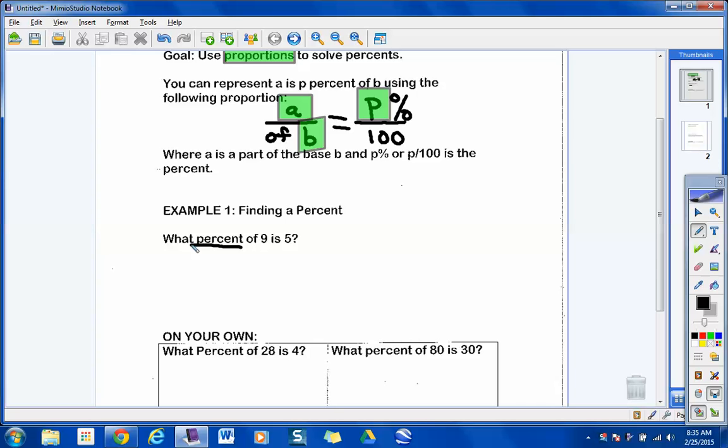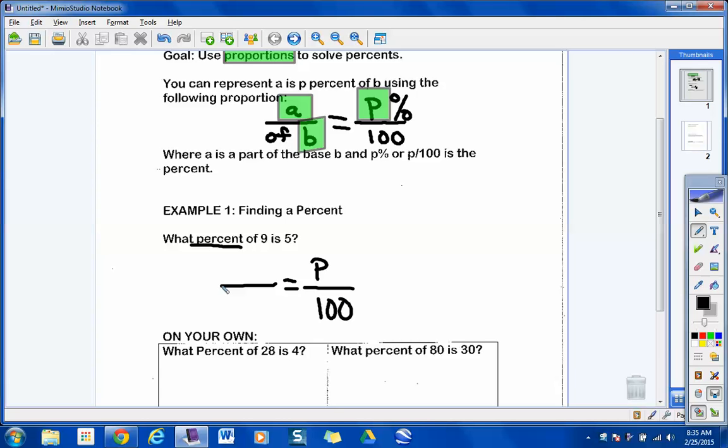Looking for P, right? So that means that 9 and 5 are going to take the place of A and B. So here's how you set this up. It says, what percent of 9 is 5? We're looking for a percent, so we don't know P. So I'm going to set this up: P is what I've got to find, and P is always going to be over what value? 100.